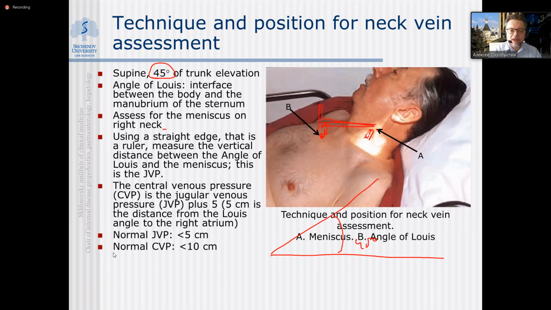How many centimeters? In a healthy patient, there will be about plus 3 cm, not more than 3 cm. From the Louis angle down to the center of the right atrium, there will be plus 5 centimeters. Therefore, the normal central venous pressure should be about 10 centimeters. Jugular venous pressure is about, well, less than 5 centimeters.